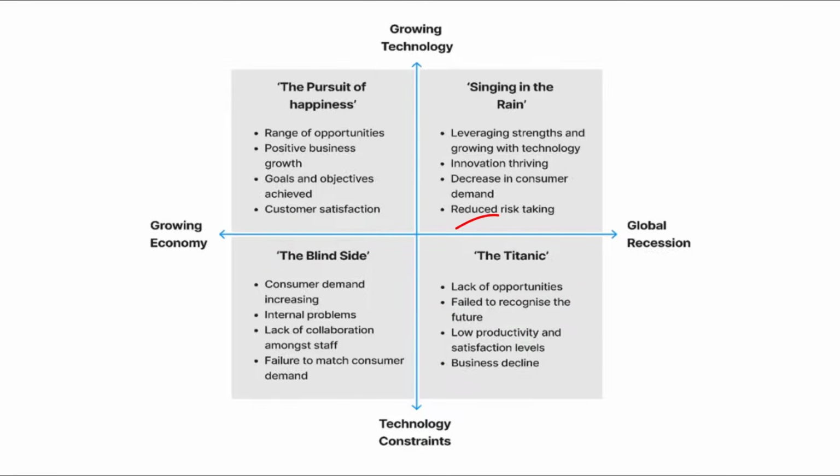Over to the right we have the Titanic, in terms of the sinking ship. So there's no opportunities here. We'll have a global recession and we'll have technology constraints. So we really don't want to find ourselves within this world. But if we did, we're going to have to actually strategize towards surviving, which we really don't want to do here. So we have no opportunities. We've failed to recognise the future, low productivity, and a possible business decline.